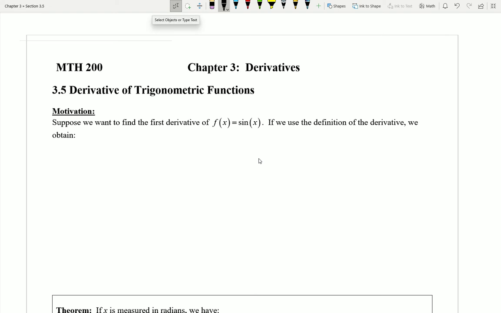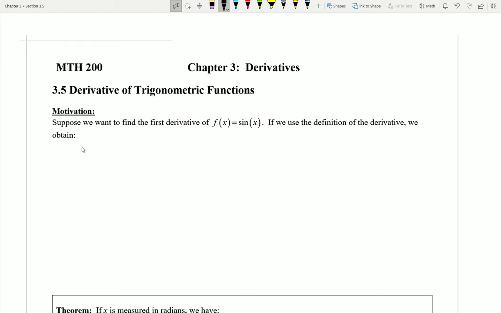In section 3.5, we're going to be turning our attention to taking derivatives of trigonometric functions, like the sine, the cosine, tangent, etc. So let's start here by supposing that maybe we just wanted to find the first derivative of the sine function. Now again, if we don't already know a shortcut rule for taking the derivative of the sine, then we would have to start by using the definition of the derivative.